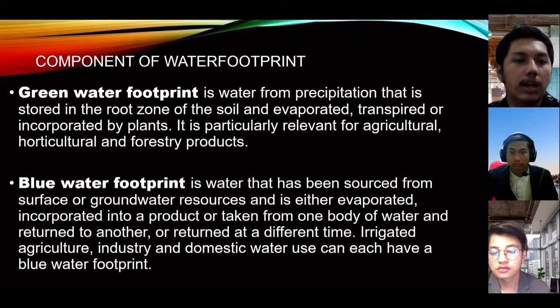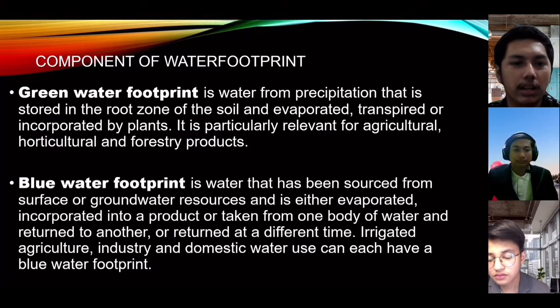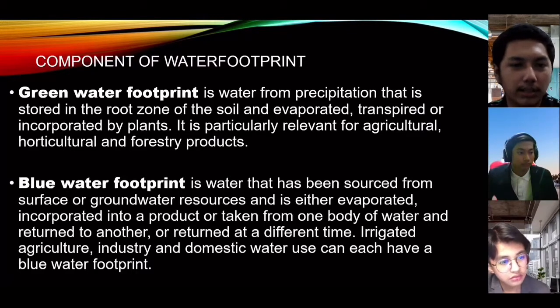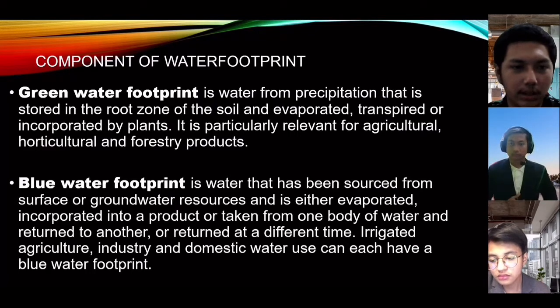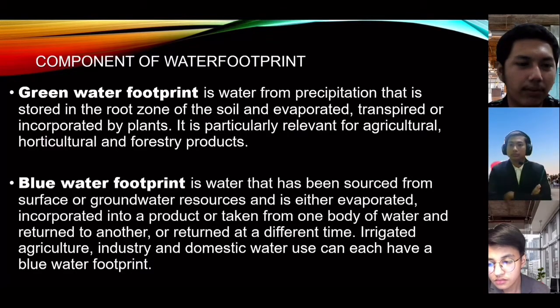Components of water footprint. Green water footprint is water from precipitation that is stored in the root zone of the soil and evaporated, transpired, or incorporated by plants. It is particularly relevant for agricultural, horticultural, and forestry products. Blue water footprint. Blue water footprint is water that has been sourced from surface or groundwater resources and is either evaporated, incorporated into a product, or taken from one body of water and returned to another, or returned at a different time. Irrigated agriculture, industry, and domestic water use can each have a blue water footprint.